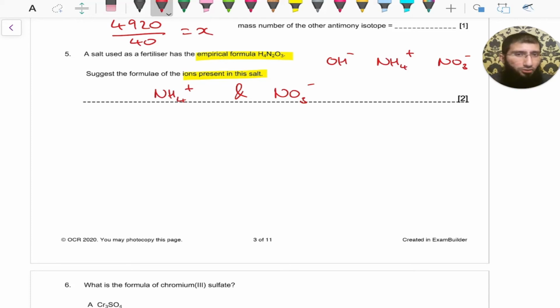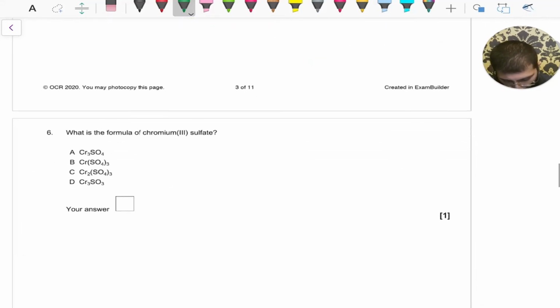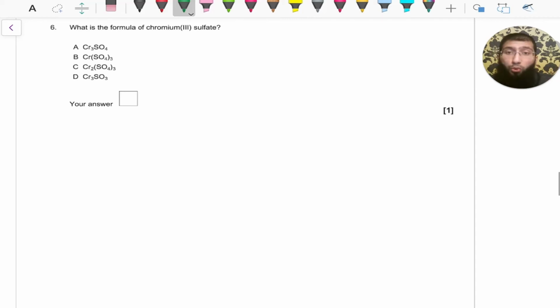I know personally students find this question quite tricky, but it's always important to break it down and apply what you know to a question. Okay, so again, a mark for each one. So 1 mark, 1 mark. Happy days, easy. Moving on, question number 6.